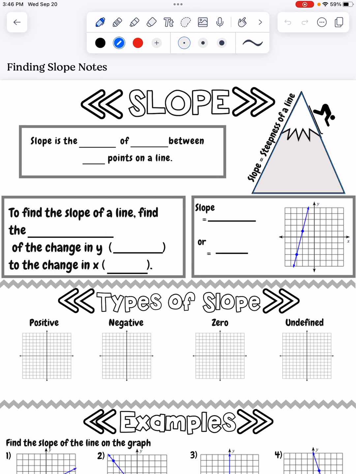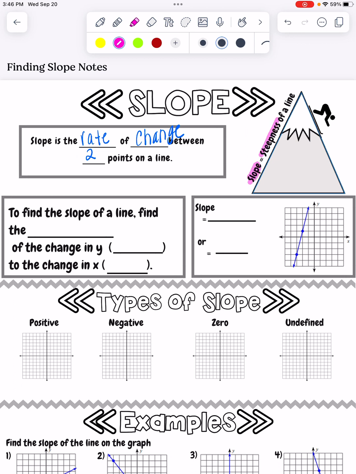So it says that slope is the rate of change between 2 points on a line. So it's a rate of change between 2 points on a line. You at least need to have 2 points. You could have more, but we just need 2 points on a line and we can figure out what slope is.